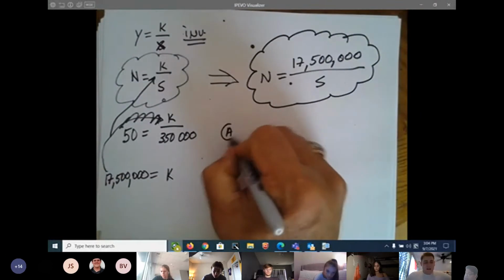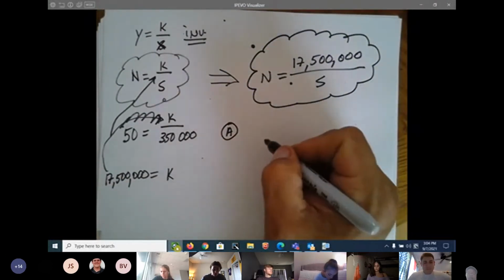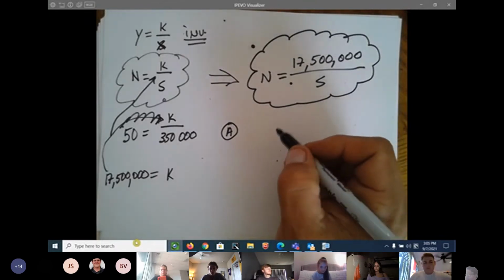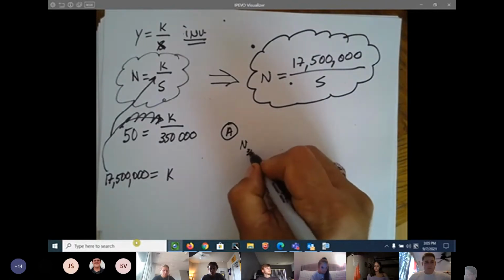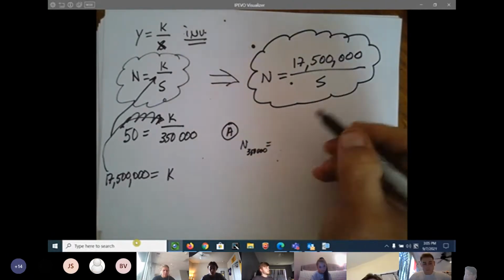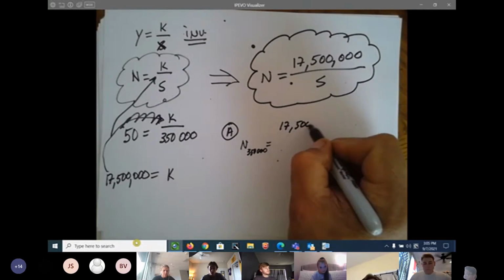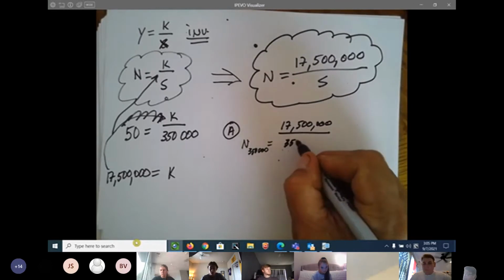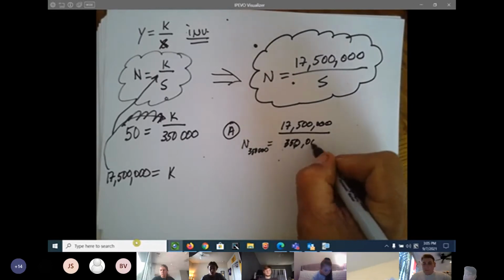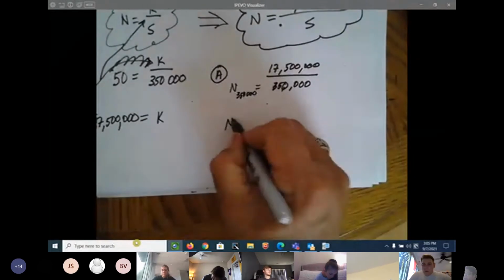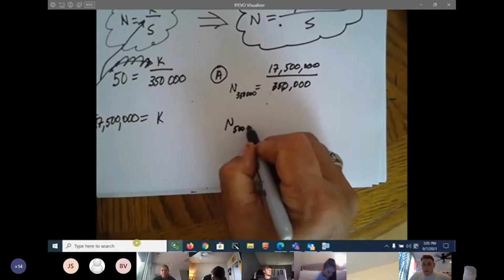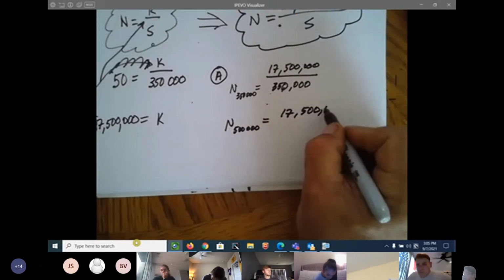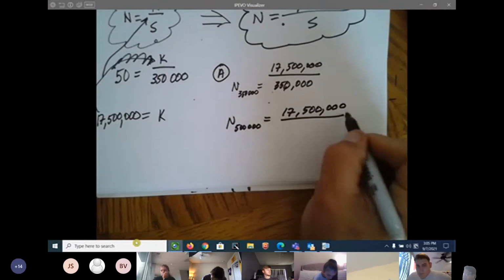And A says, what is the number of cities between 350,000 and 500,000? So N at 350,000 is equal to 17,500,000 divided by 350,000. And then N at 500,000 is equal to 17,500,000 divided by 500,000.